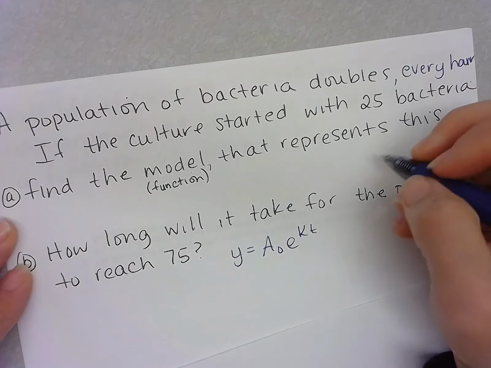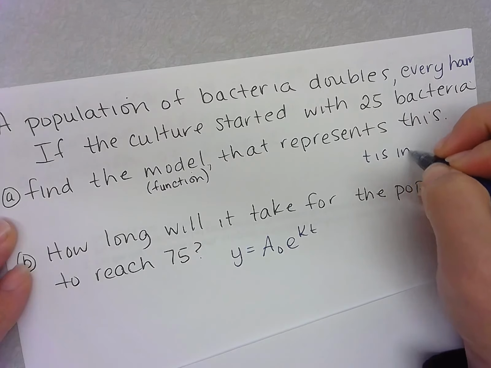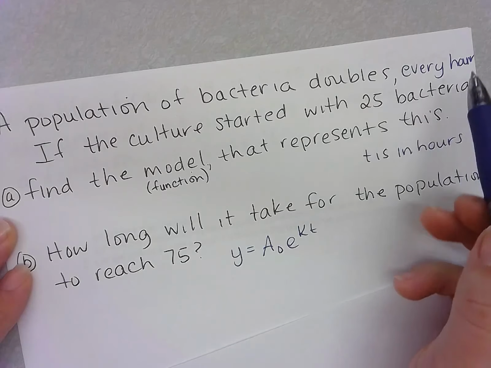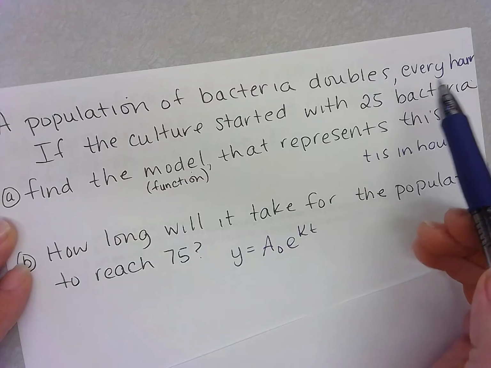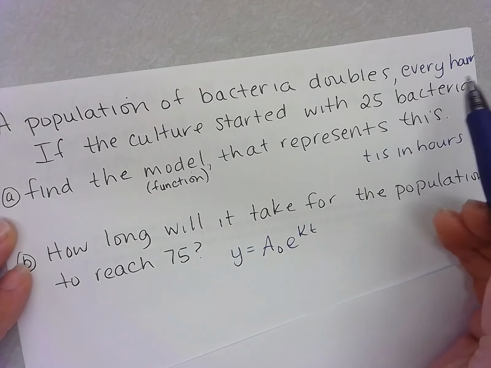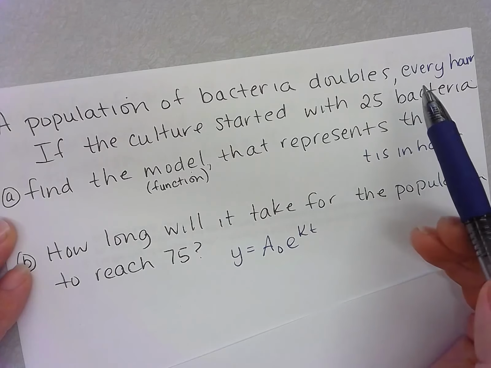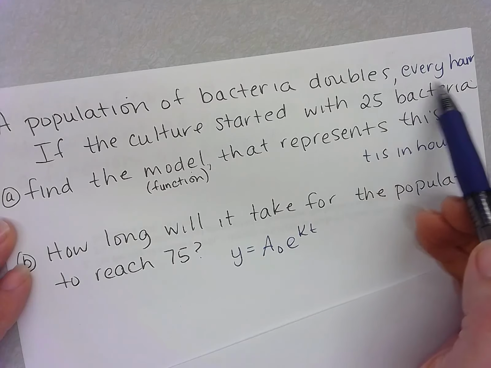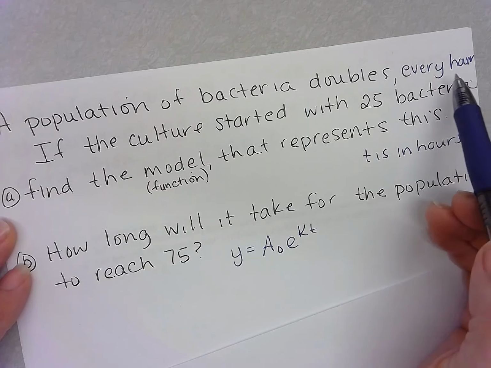And really t is time, and in this case t is in hours because it states it. So we figure out what t is based upon what we're talking about. It could be every 5 minutes, so then it would be in minutes. It could be every 6 days, so t could be in days. It's however it's defined here as every blank.